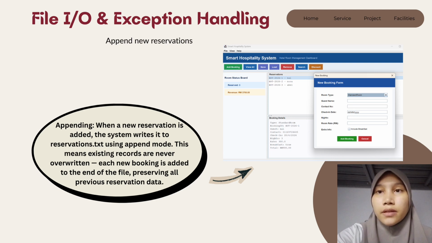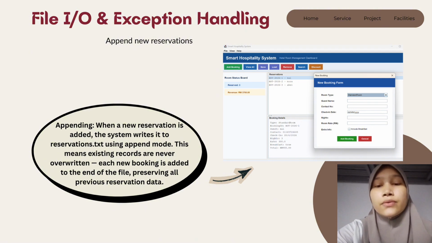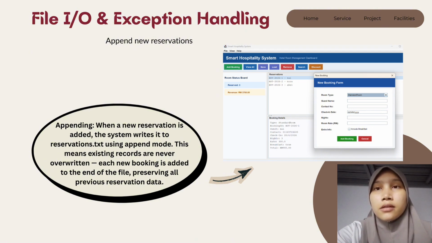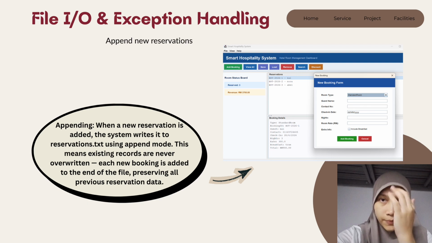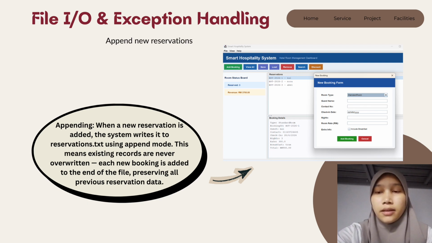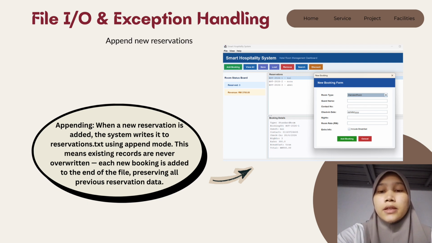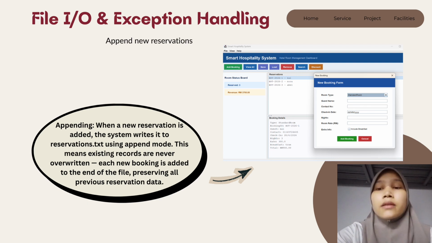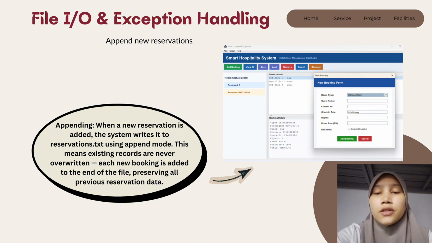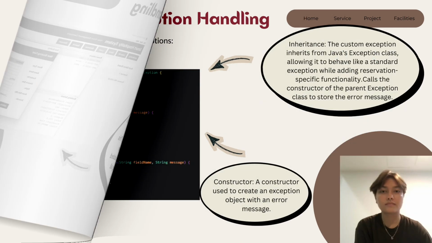When a new reservation is added, the system writes it to reservation.txt using append mode, and there are already 3 existing reservations in the list, and the new booking form is open to add another one. This proves that existing records are never overwritten, and each new booking is added to the end of the file.